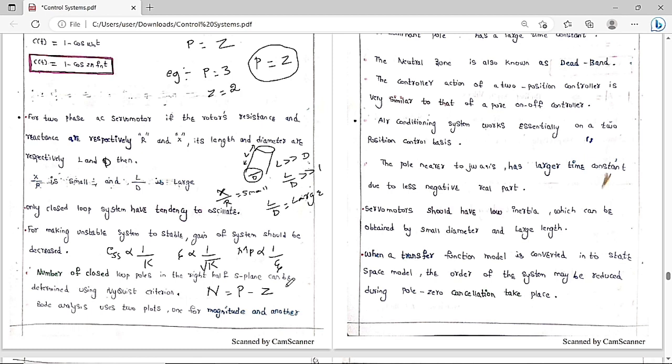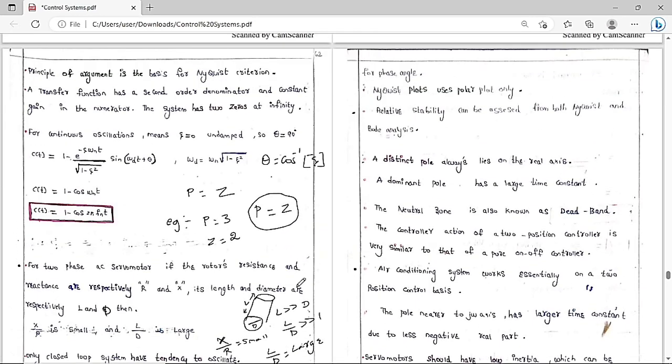The next point is, Bode analysis uses two plots, one for the magnitude and the other for the phase angle. Magnitude means we always take the magnitude in terms of dB. So what is the magnitude part? 20 log of |G(s)H(s)| with base 10 versus log omega, and the phase angle is the phase angle of G(s)H(s) versus log omega.